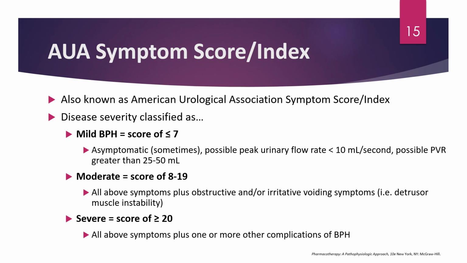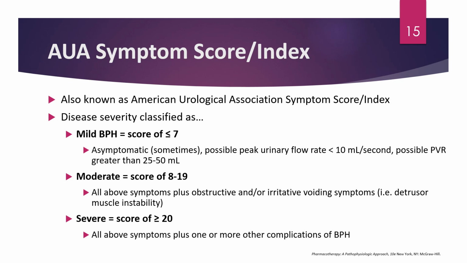For patients with a score of 7 or less, that indicates mild BPH. And a lot of times these patients end up being asymptomatic. They may have low urine flow rates and possible post-void residuals of greater than 25 to 50 mLs. But at this point, a lot of these patients actually end up not being very symptomatic, or they may be asymptomatic.